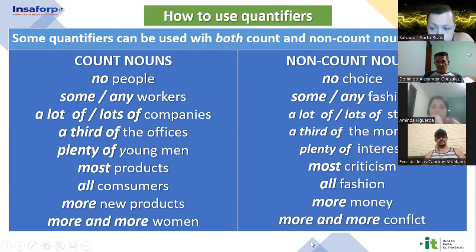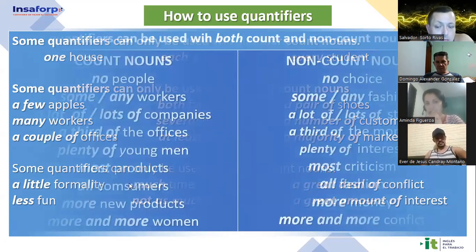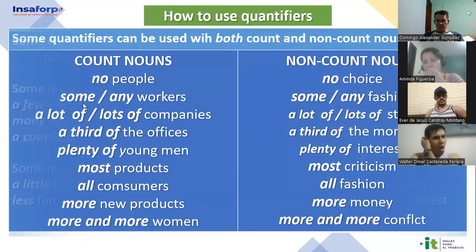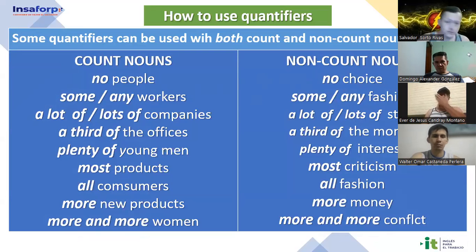So again, let's go back. These quantifiers are exclusive for singular count. These quantifiers are exclusive for plural count nouns. These are exclusive for non-count nouns, and these expressions can be used for both count nouns and non-count nouns. Good. Class, do you have any question? Questions?